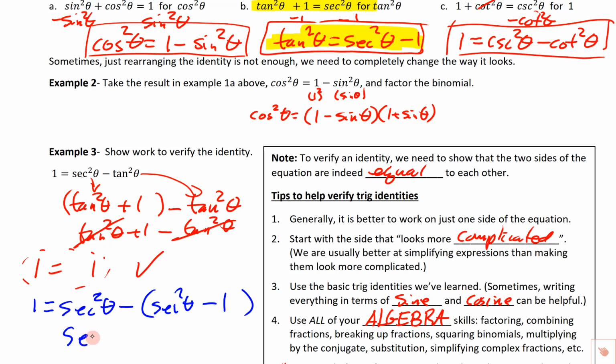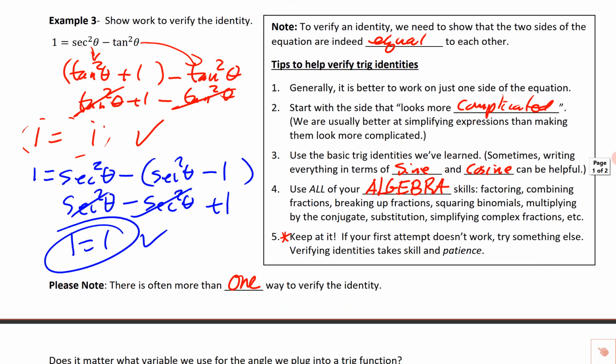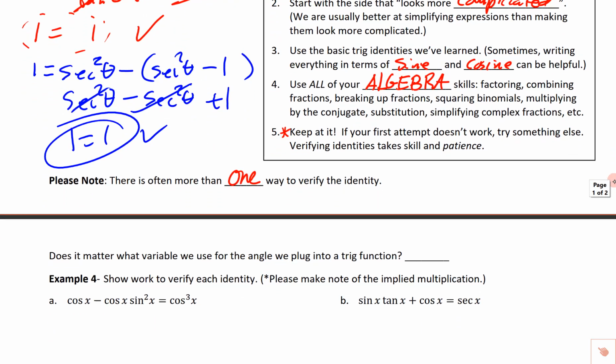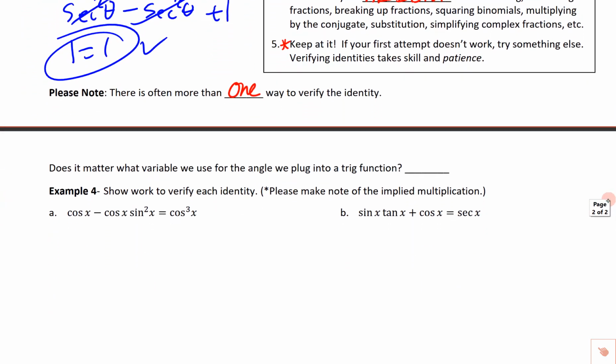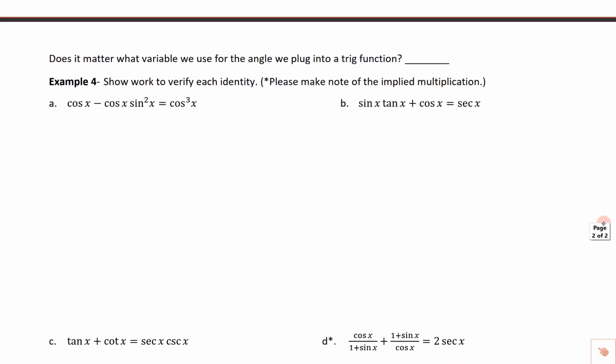So this is secant squared theta minus secant squared theta minus minus 1 is a plus 1. Do those cancel out? Yes, they do. Does 1 equal 1? There we go. Verified. Got it? Okay. I think that's one of the tougher ones. There's more than one way to do it.